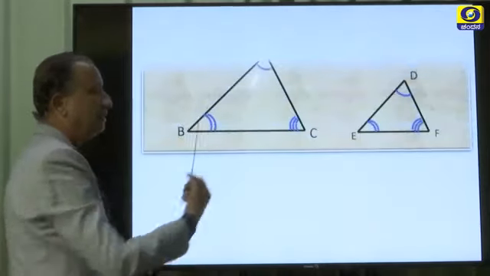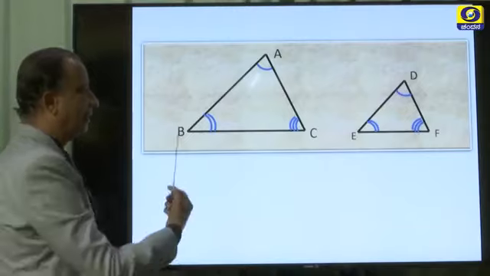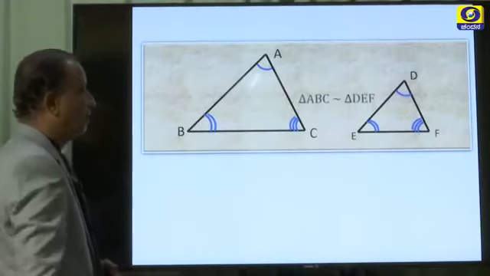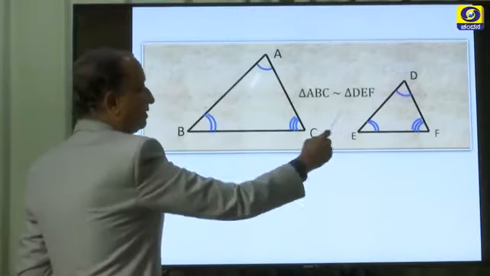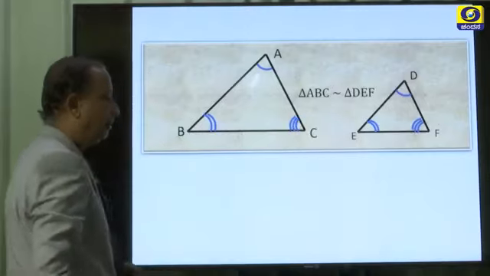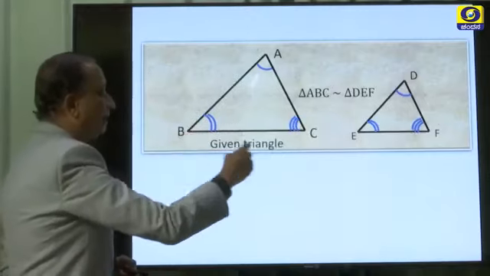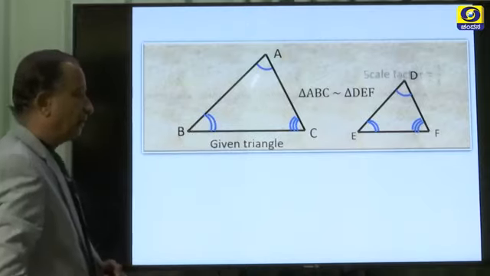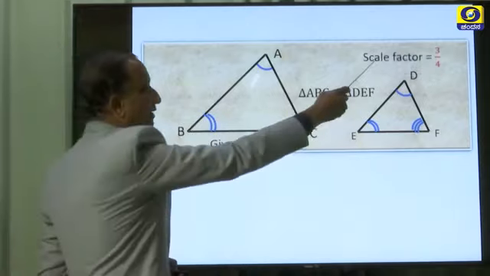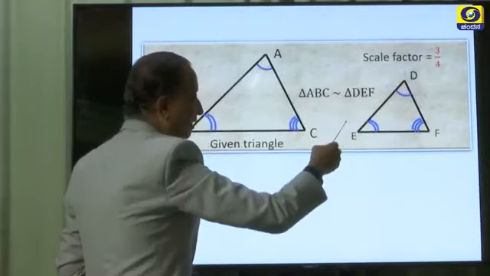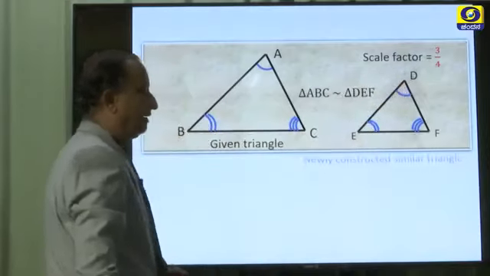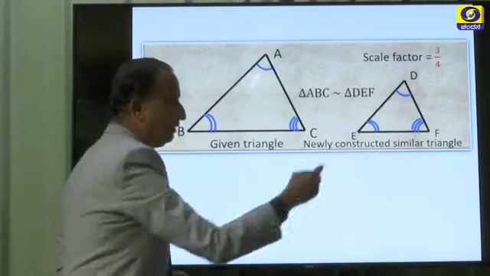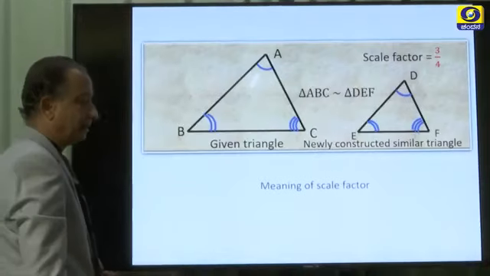So with the help of these two figures, we can understand and go further. Here these two triangles undoubtedly are similar to each other. Say triangle ABC is the given triangle whose measurements are given to us. According to the scale factor 3/4, say we have constructed triangle DEF. This is the newly constructed similar triangle.